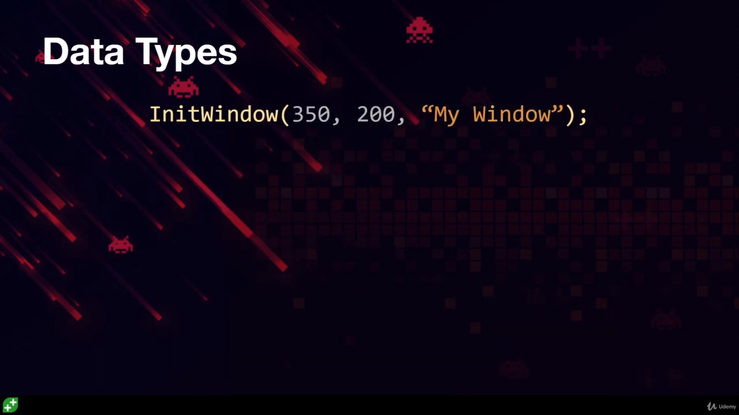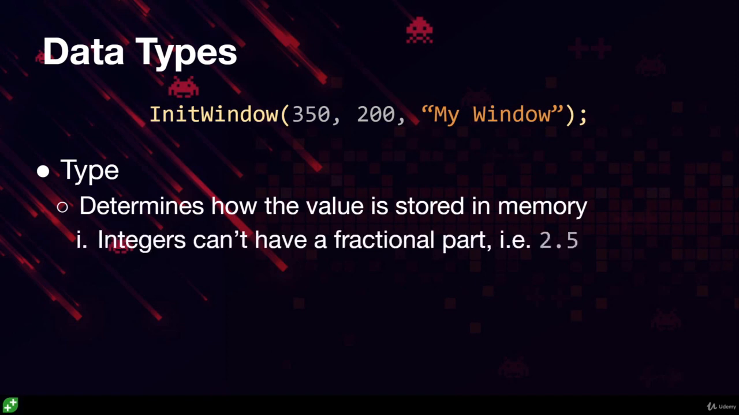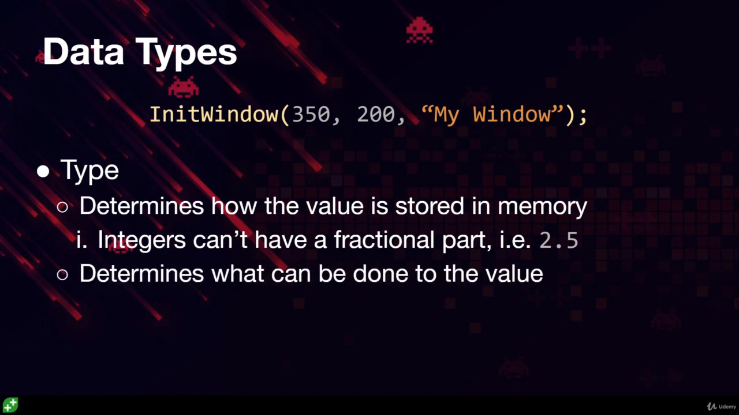So when a function takes input, it's expecting that input to come in a certain type. Init window expects integers for its width and height parameters. Integer is the value's type. A value's type determines how that value is stored in memory. For example, integers can't have a fractional part because they're not designed to store that type of information. The type also determines what can be done to the value. Integers support addition, for example. You can add two integers together.